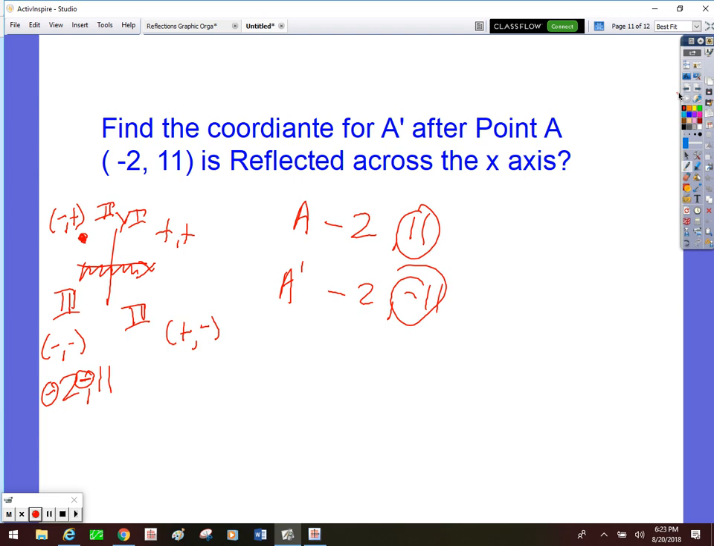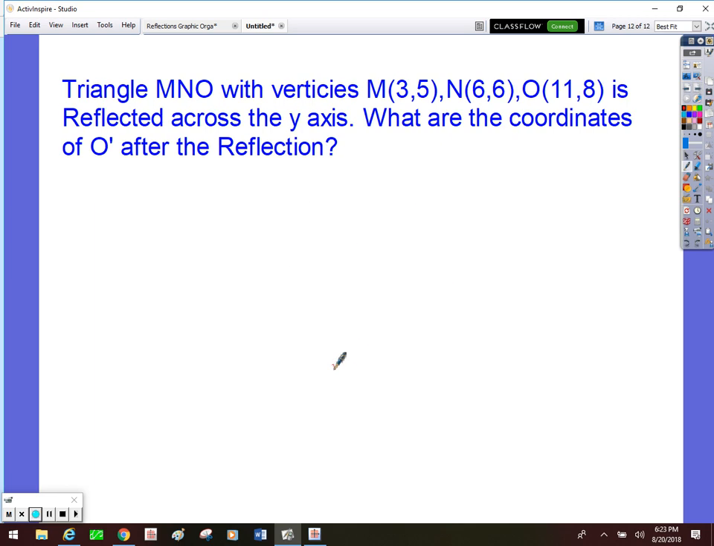Okay, I think this is the last one, because that's a lot to think about tonight, especially after we worked as hard as we did today. Okay, all right, so here we go. Triangle MNO with vertices, and you're given the vertices, is reflected across the y-axis. All it wants to know is what is the coordinate of O prime after it is reflected. Well, I really don't have to draw it. Let's do it without drawing it.